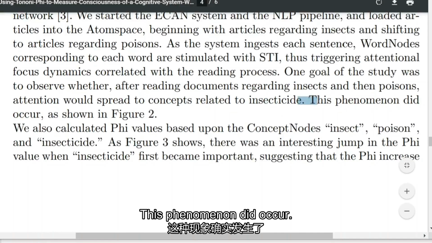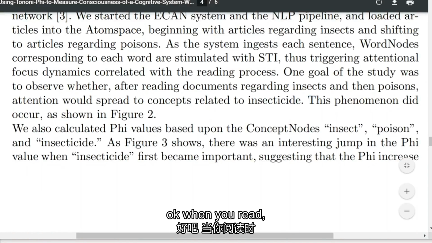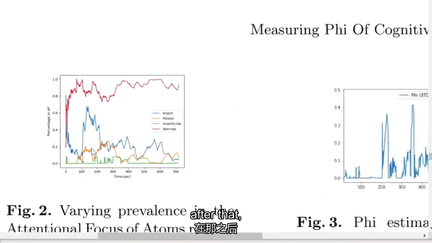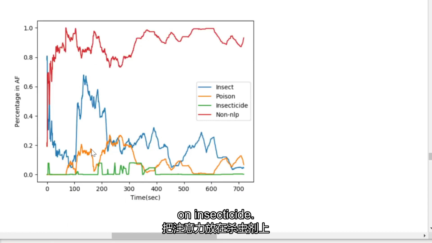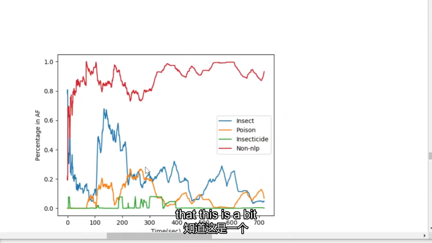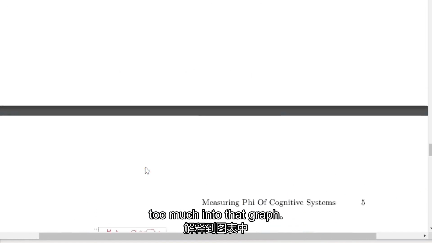This phenomenon did occur. So they say, okay, when you read insect and poison, after that you put a focus on insecticide. And you can see, so insect is blue, poison is orange, and you can see maybe the insecticide bumping a little bit after while you read poison. But this could also just be because it's associated with poison. This is, I don't know, this is interpreting a bit too much into that graph.